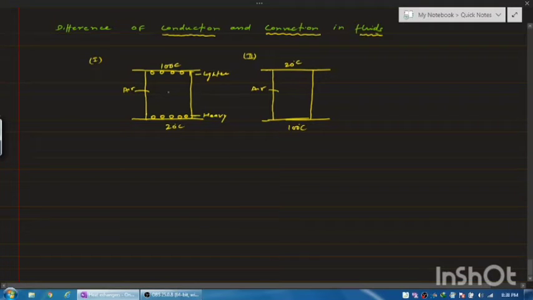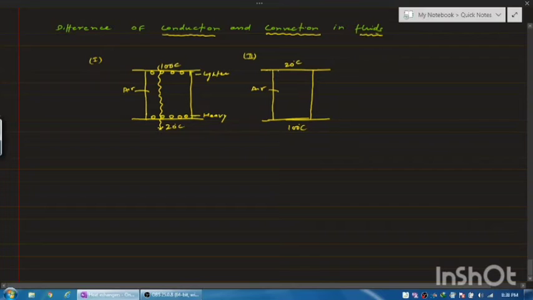So the arrangement is like that: the lighter particles are on the upper side of the container and the heavier air particles are on the lower side of the container, and heat will transfer along this fluid from 100 to 20 degrees Celsius due to temperature difference, from higher temperature to lower temperature. When we check this condition in the second container, the situation will be opposite.